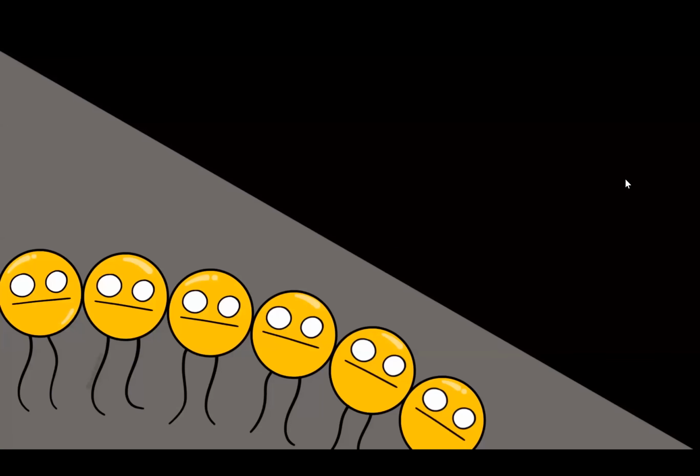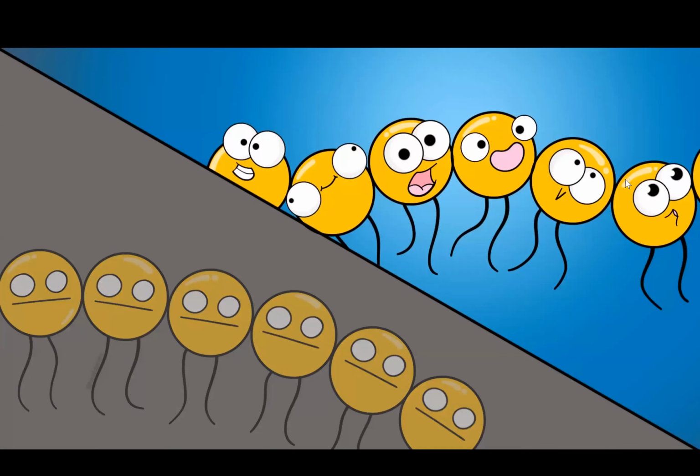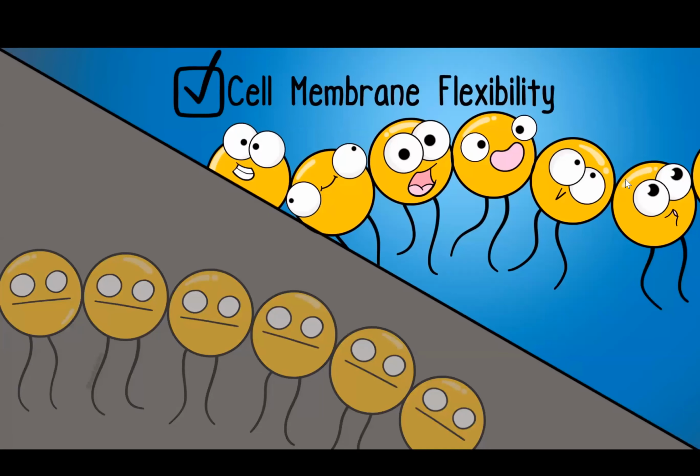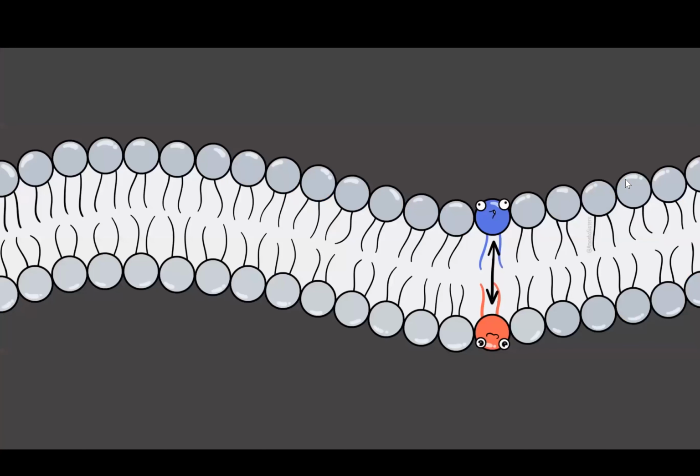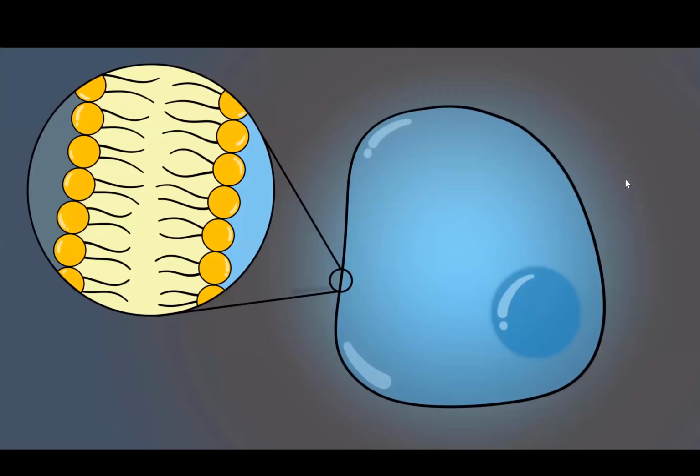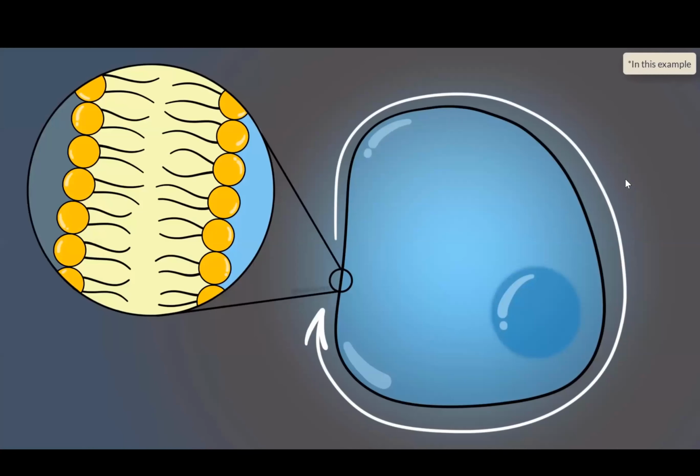Also, these phospholipids, they don't just stay put. They move around. It's the fluid mosaic model after all. This gives the cell membrane flexibility. Phospholipids can even flip-flop around, but that's far less common. Remember that this entire phospholipid bilayer borders the whole cell.